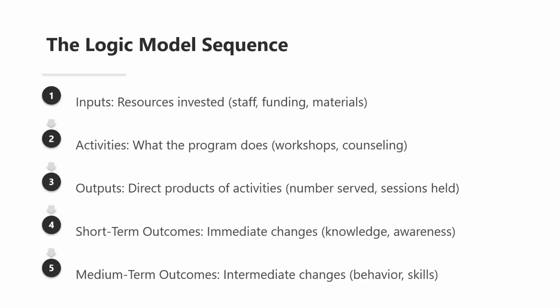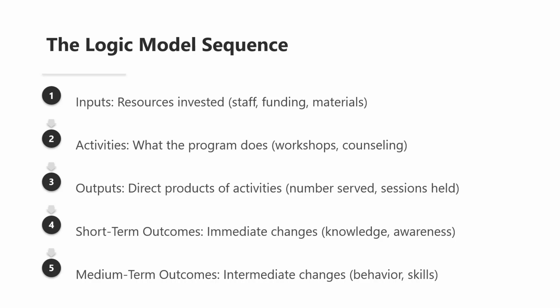A logic model is a visual representation that shows the logical relationship between the resources you invest in a program, the activities you conduct, and the results you expect to achieve. Think of it as a roadmap that connects what you put in to what you get out. Let us walk through each component from left to right, and I think you will find it very intuitive.